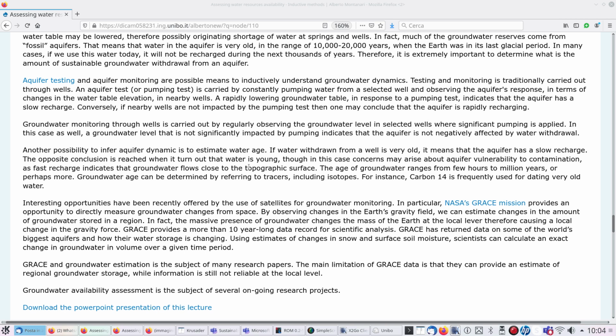And therefore, by measuring changes in gravity, local changes in gravity, we can estimate changes in groundwater storage. This is a nice opportunity because now we can estimate changes in gravity through satellite missions. And in particular, there is the NASA's and ASA GRACE mission. You see a link here in my webpage. I'm clicking on the link now.